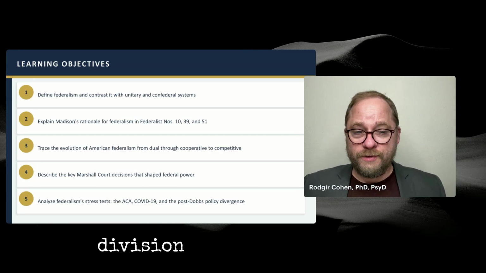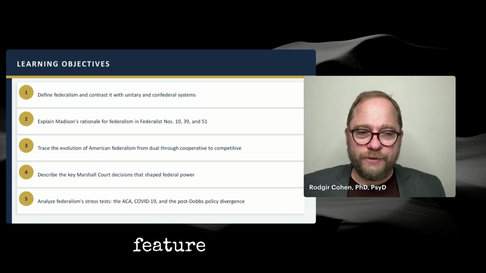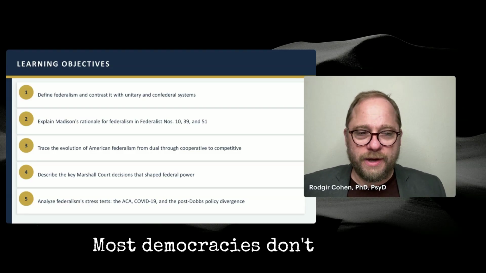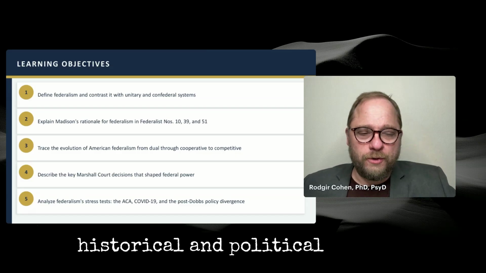Federalism is a constitutional division of power between the national government and the states. It's not a natural feature of government. Most democracies don't have it. The United States chose it in 1787 for specific historical and political reasons.